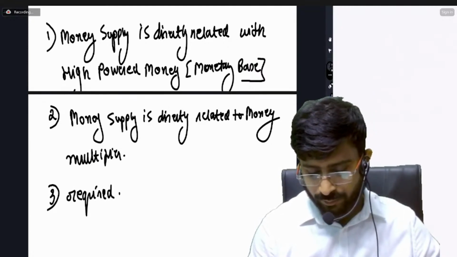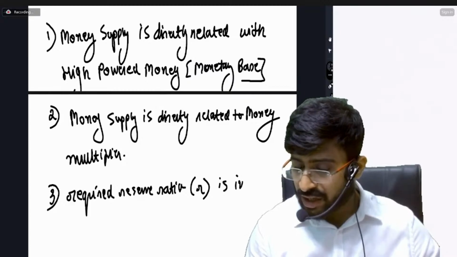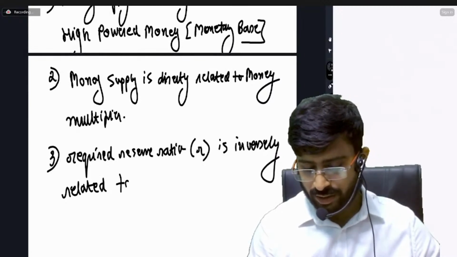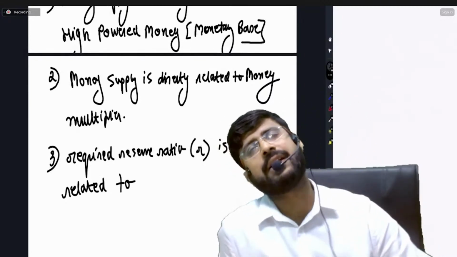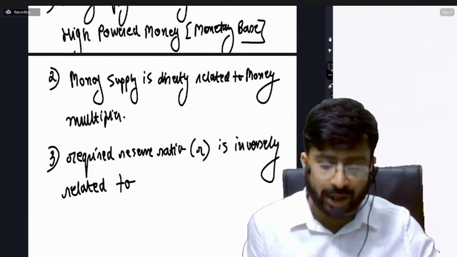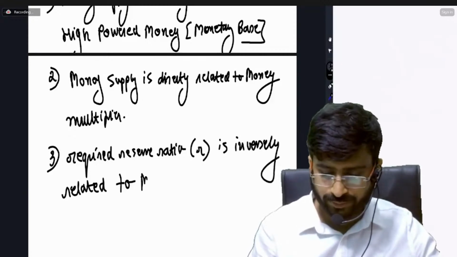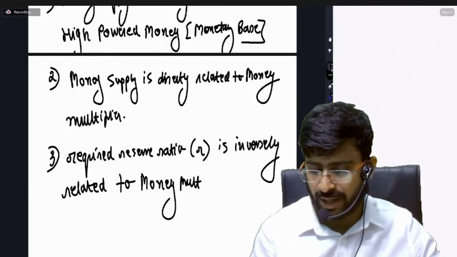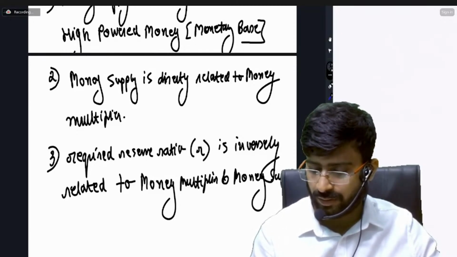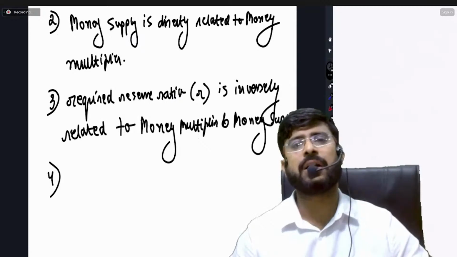Number three, required reserve ratio, that is R, is inversely related, meaning opposite relation, to money multiplier and money supply. Required reserve ratio is inversely related to money multiplier and money supply.